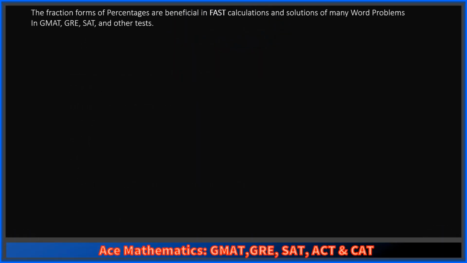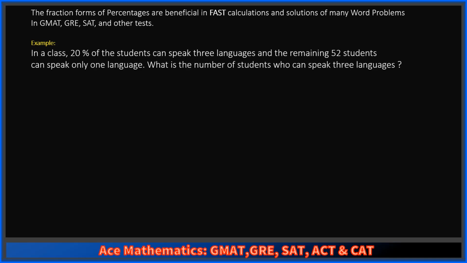The fraction forms of percentages are beneficial in fast calculations and solutions of many word problems in GMAT, GRE, SAT, and other tests. Look at the example. In a class, 20% of the students can speak 3 languages and the remaining 52 students can speak only 1 language. What is the number of students who can speak 3 languages?